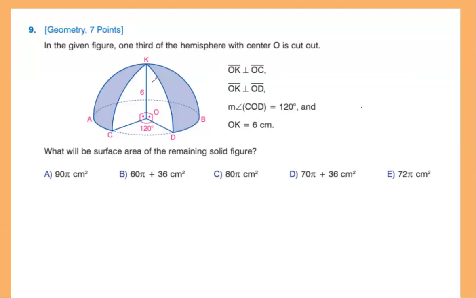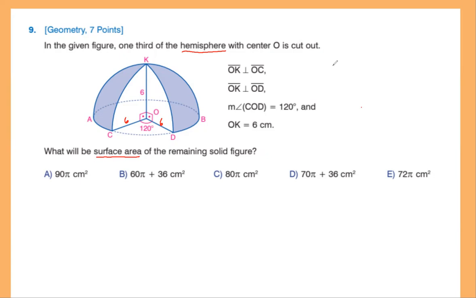So here's number 9, which is a geometry problem. We are given half of a sphere, which is a hemisphere, and a part of the hemisphere has been cut out. We are given 90 degrees and 120 degrees for the piece that was cut out, and OK, which is the radius of the sphere, is 6. So if that's the case, OC is also 6, and OD is also 6. And the surface area of the remaining part.